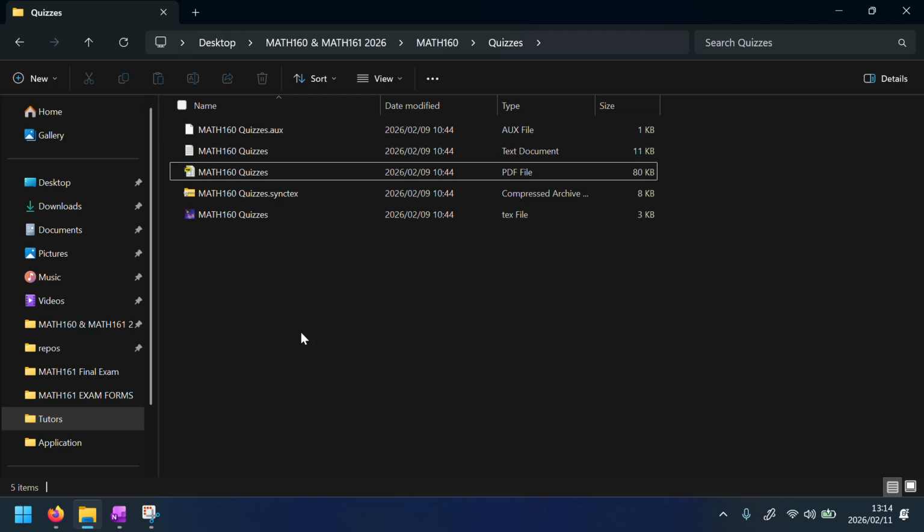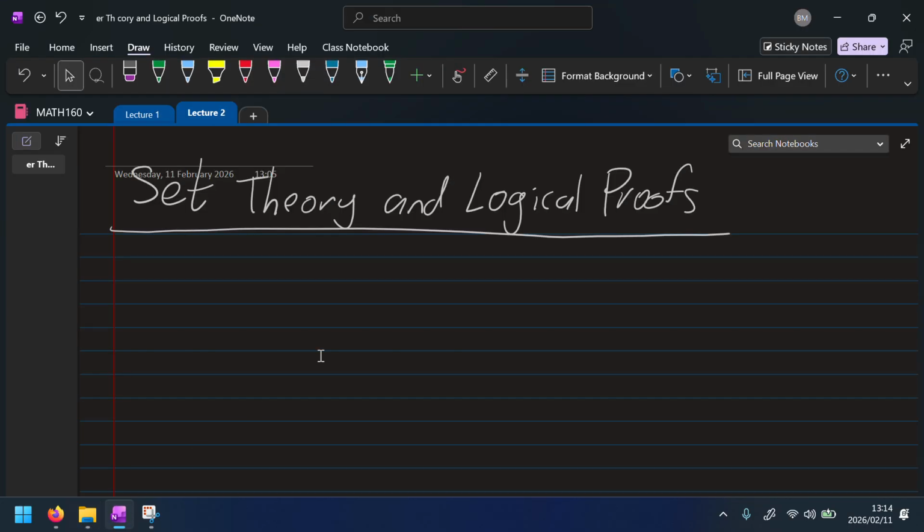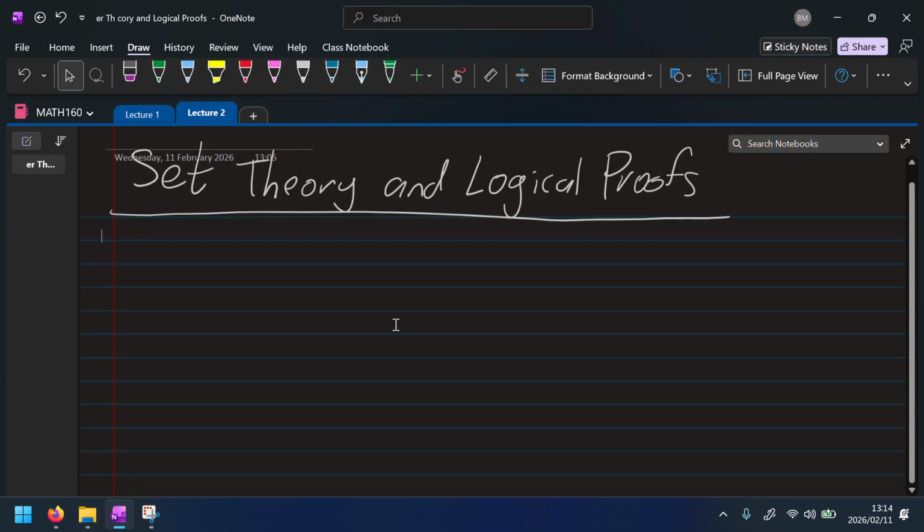Okay, let's start off with the lecture. So today and tomorrow, we're going to go through set theory and logical proofs. Last time, some of you did mention you did some proof techniques, so that will help you a little bit. But we'll start right from the beginning so no one's left out.